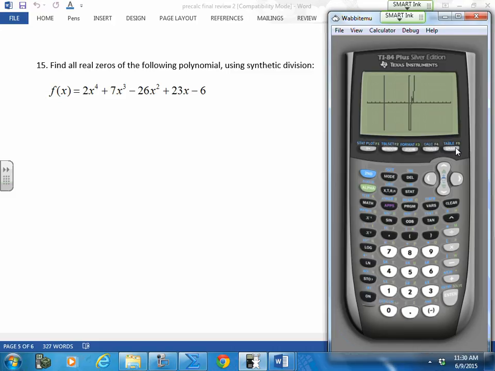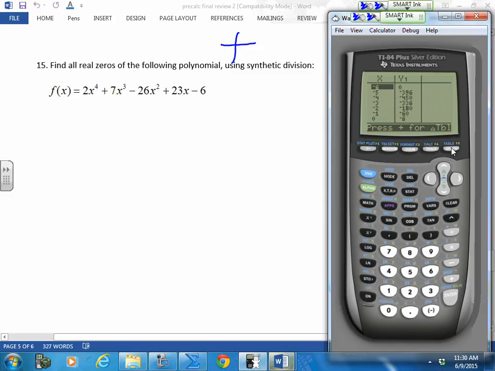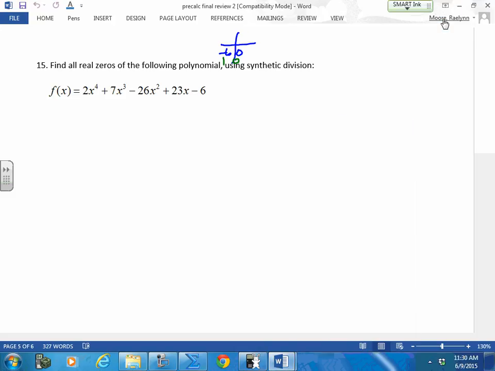So now, I need to go to my table. I can clearly see that one. -6, 0. And I need to find at least one more. So in my positives, there was something there. And there's one. 1, 0. So I have 2 roots that I can use to start with.